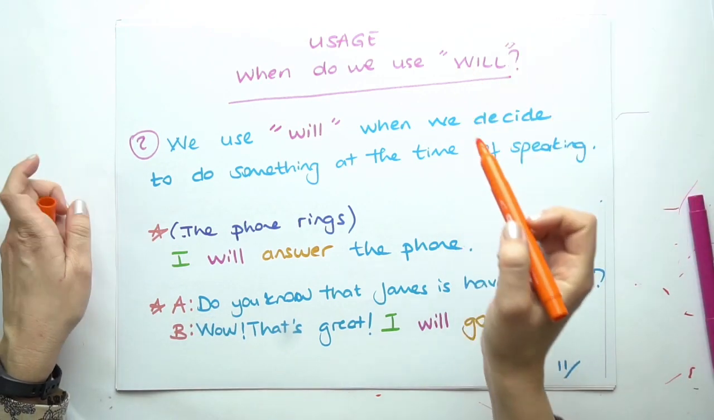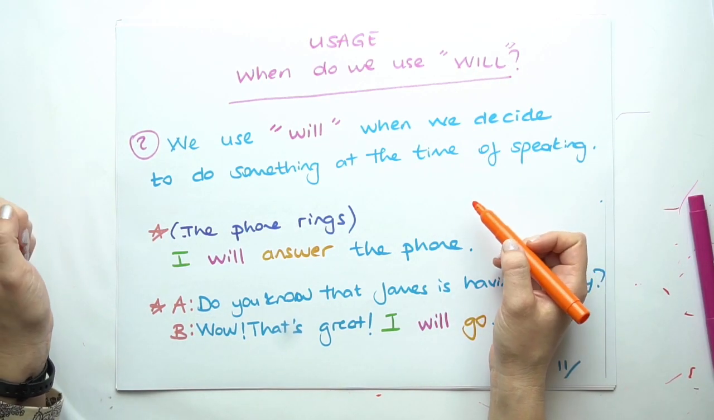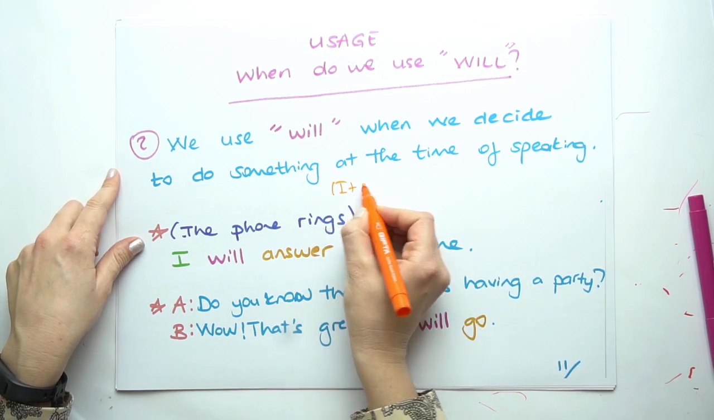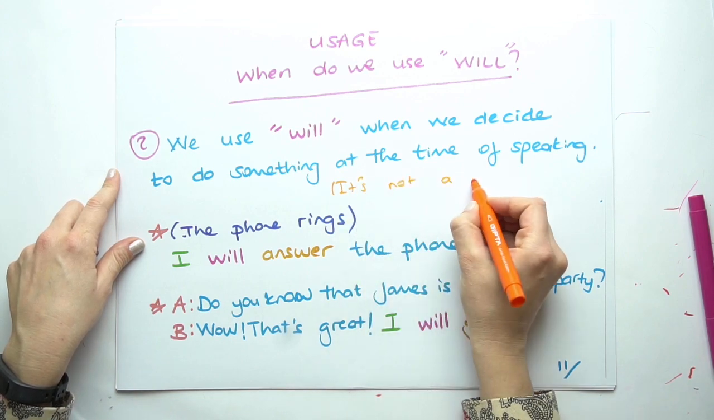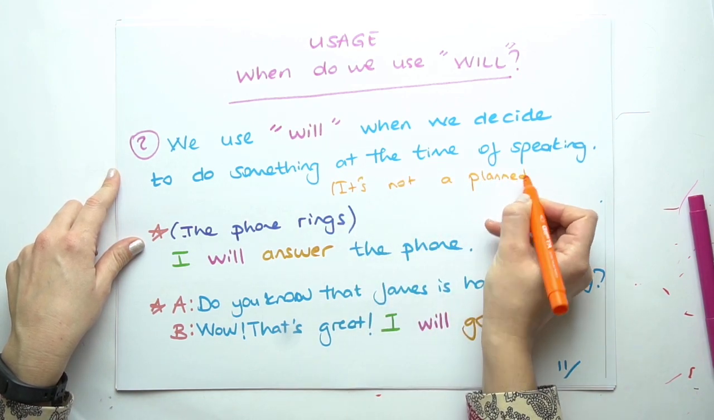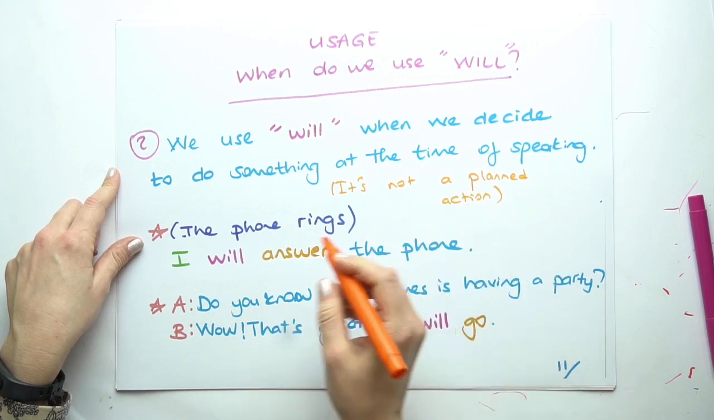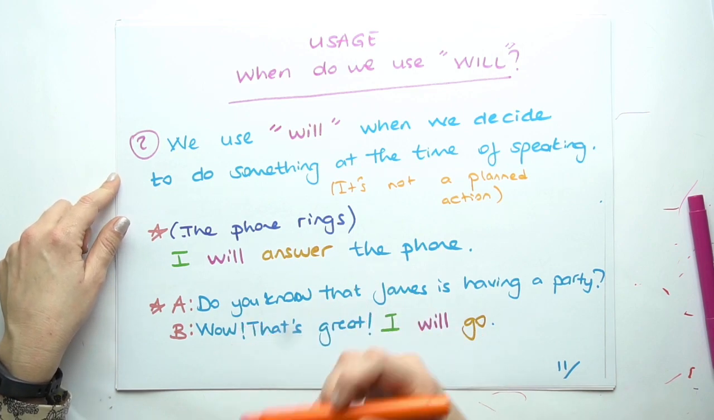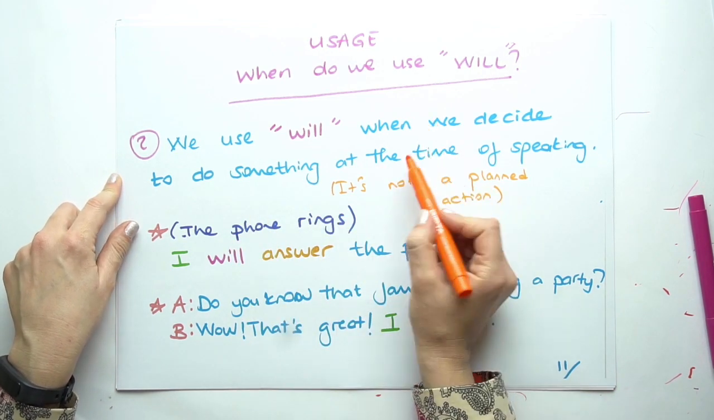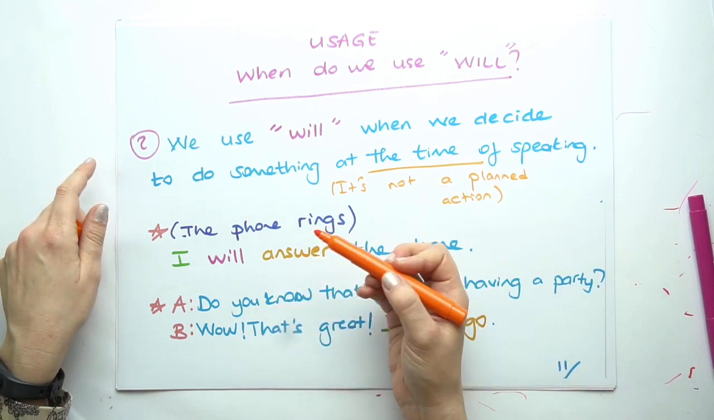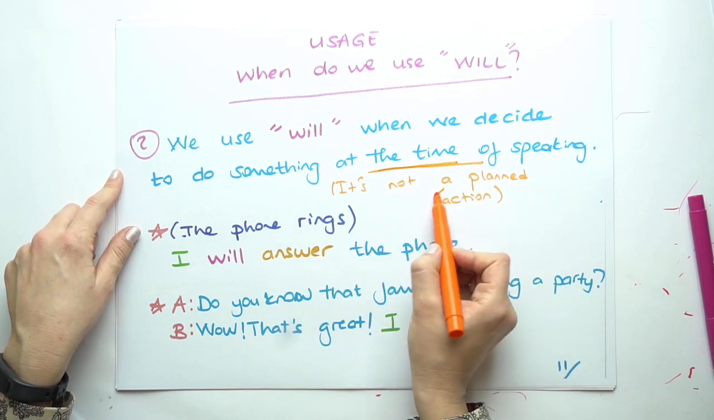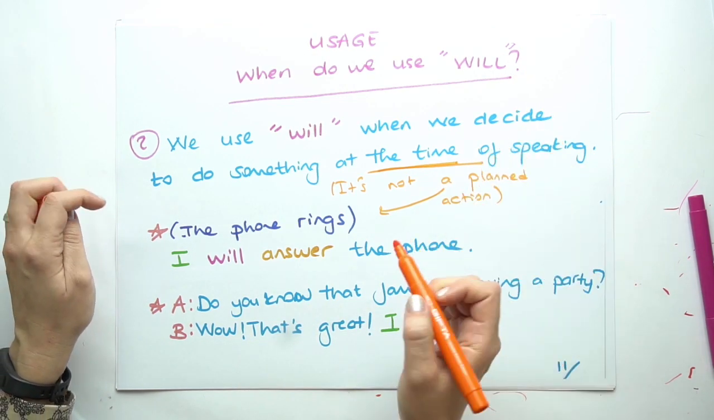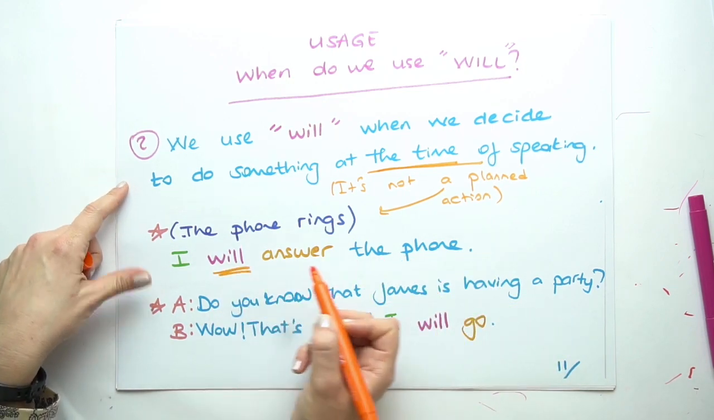Second usage, we use will when we decide to do something at the time of speaking. So it's not a planned action. The phone rings. I will answer the phone. I'm giving this example at the time of speaking. I'm giving this answer at the time of speaking. It's not a planned action. When the phone rings, I'm gonna say, I will answer the phone. And this is why I'm using will here.